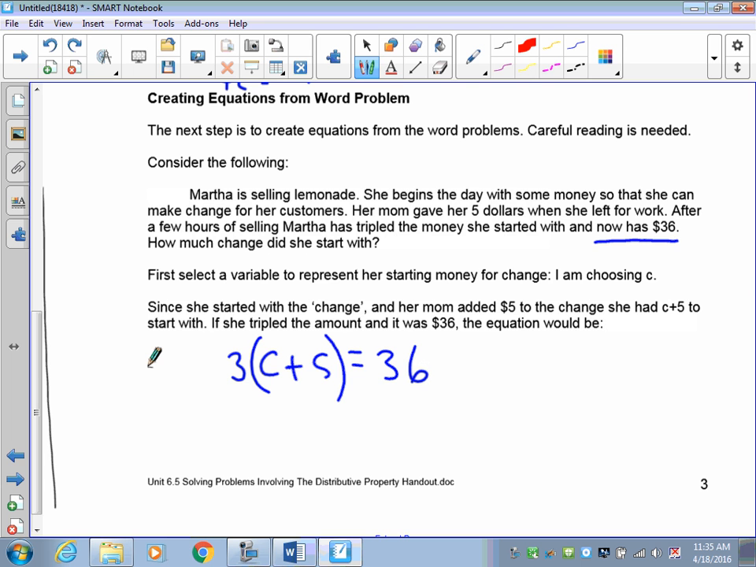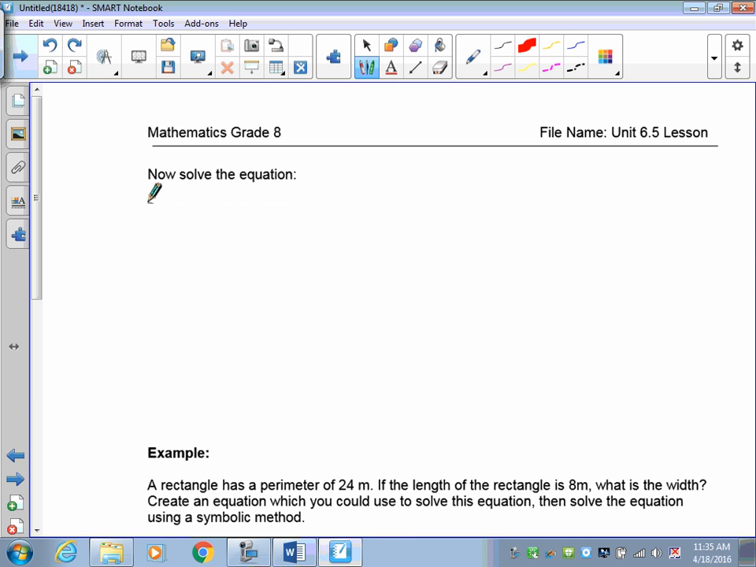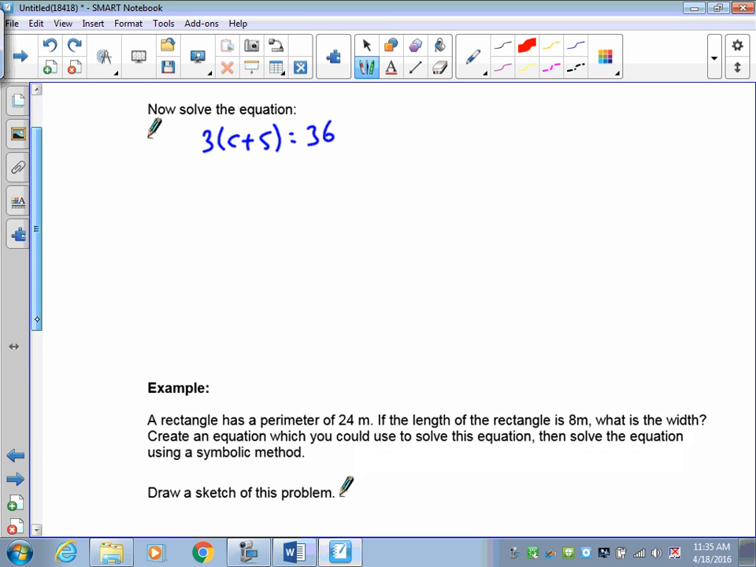Okay, now it's your turn. I want you to turn the page, and I want you to solve this equation. Okay, so copy it down. 3 onto C plus 5 is equal to 36. So now this is the whole thing. I want you to do all the expansion and both two-step equations to solve it for the final answer. So pause the recording and do that. Well, hopefully you got it correct.